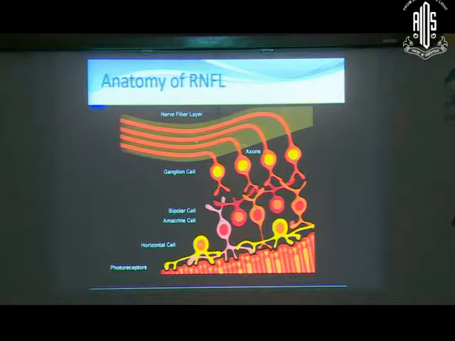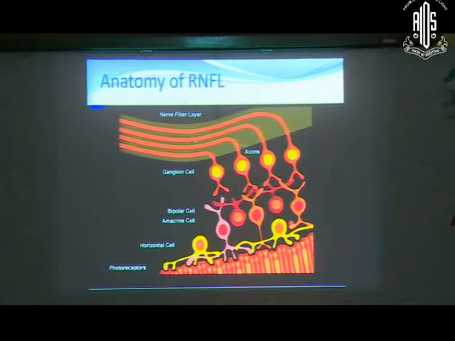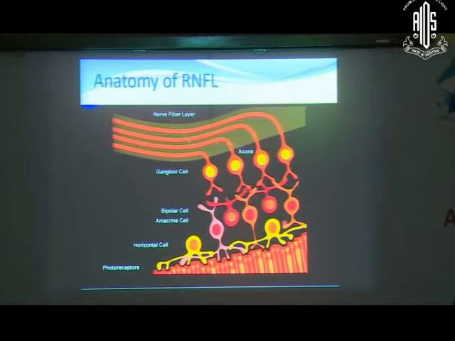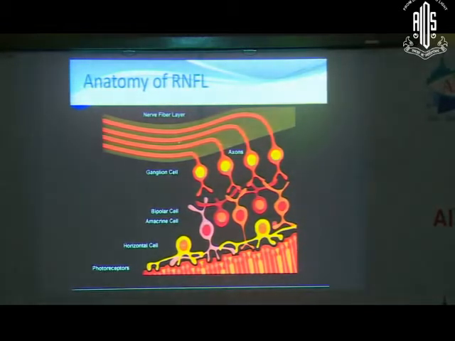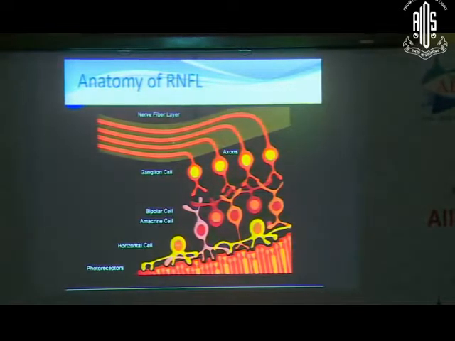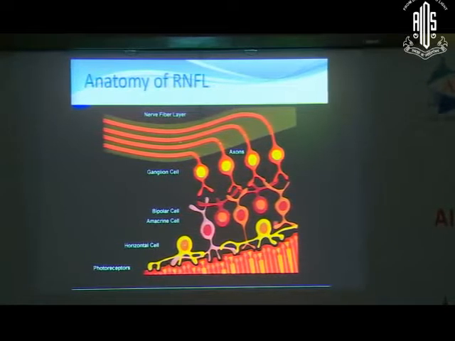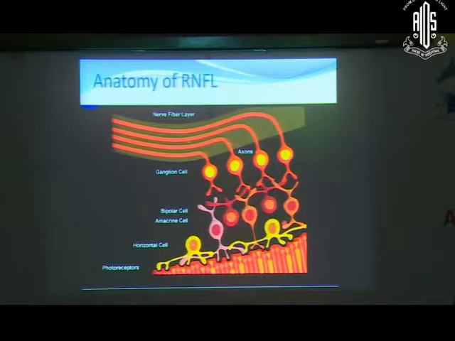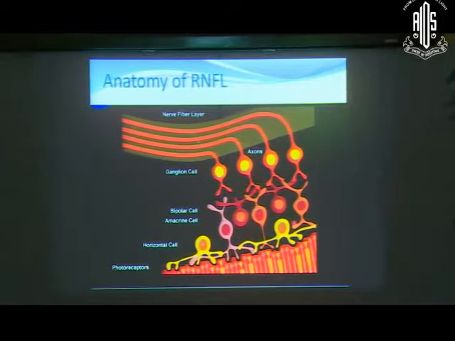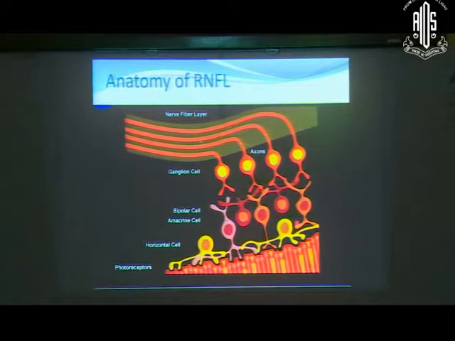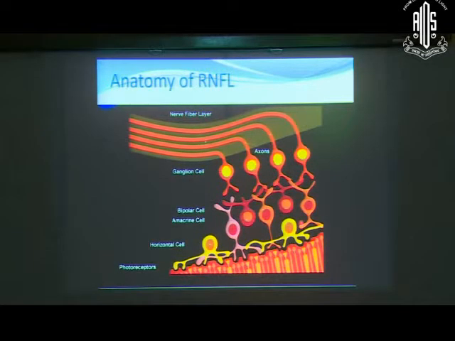There are about 1.2 million ganglion cells or neuronal cells in the healthy subject, and almost 5,000 to 10,000 of them die every year. These ganglion cells have an axon which forms the RNFL, the retinal nerve fiber layer, the innermost layer. After that is only the internal limiting layer. The retinal nerve fibers are the axons of these neuronal cells.